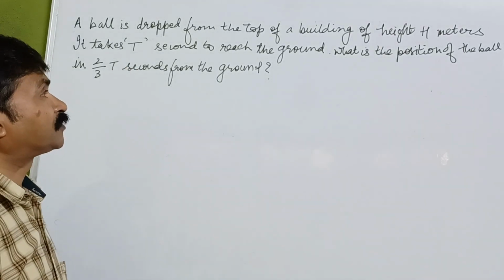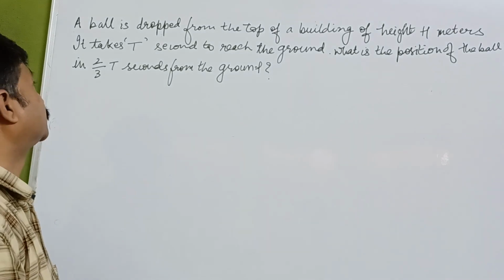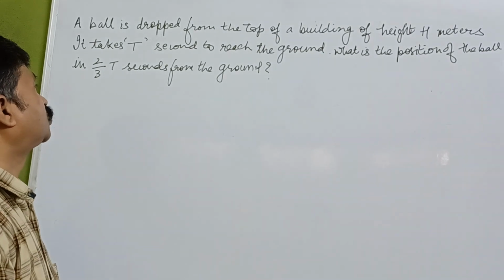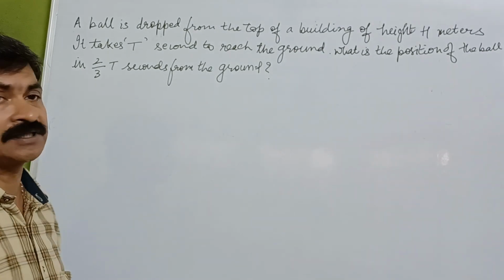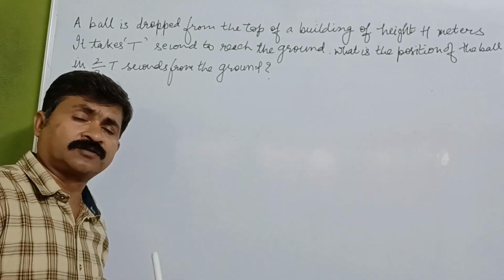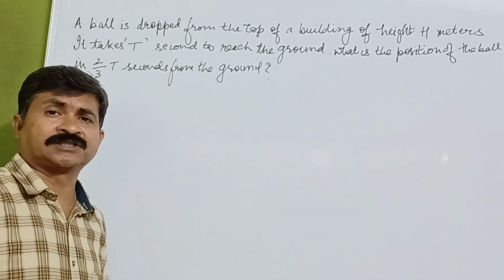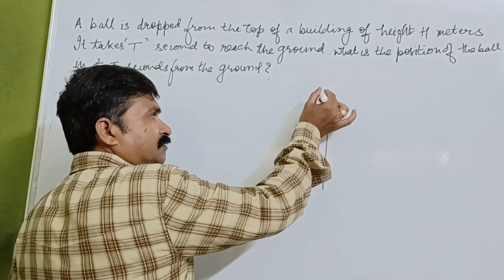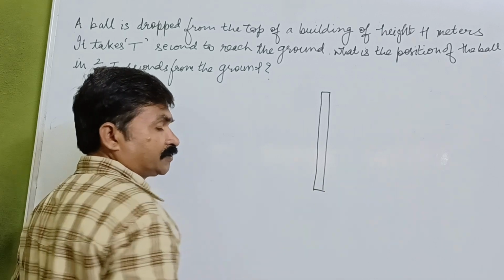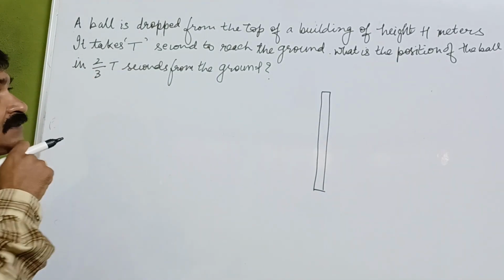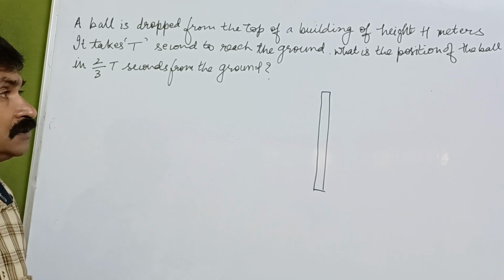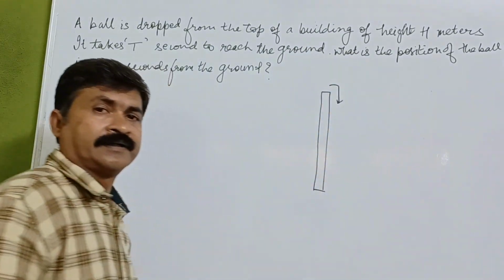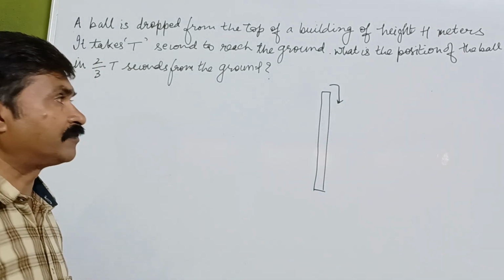Now you see here a question, a simple one. A ball is dropped from the top of a building of height h meters. It takes t seconds to reach the ground. What is the position of the ball in 2/3 t seconds from the ground? This question is based on motion under gravity. While going through the numericals related to this motion, here the ball is dropped from a building or a tower.